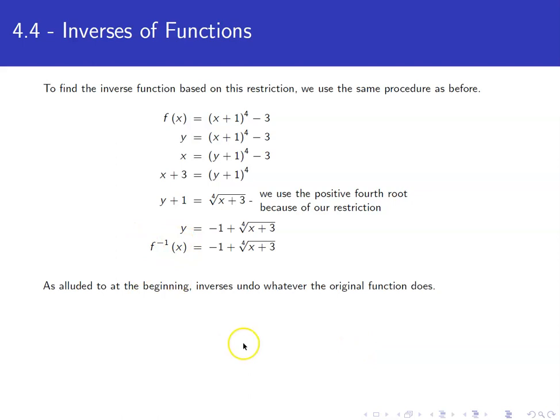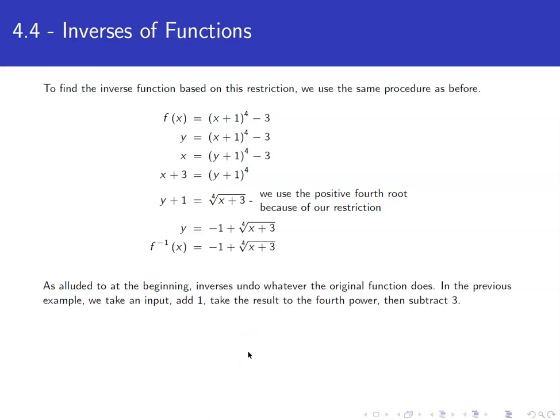All right, so when we talked about at the beginning, we said that inverse functions undo whatever the original function does. So notice that in this previous example, the function takes an input, adds 1, does the fourth power, and then subtracts 3. If we look at what the inverse does, here's an input. What was the last thing we did here? We subtracted 3. The inverse, that's the first thing it undoes. It adds the 3 back.